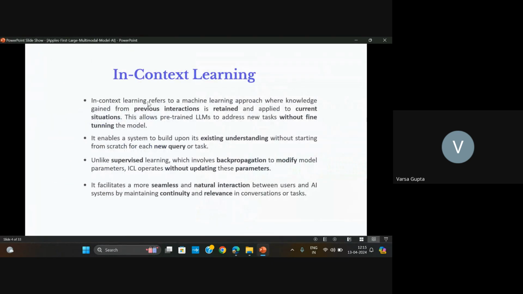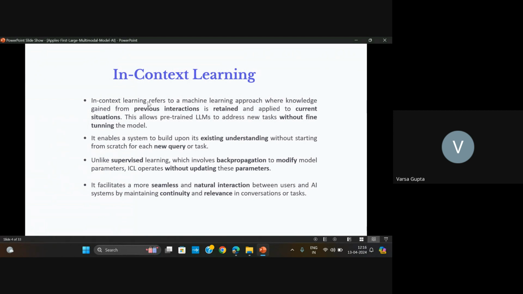In-context learning refers to the machine learning approach where knowledge gained from previous interaction is retained and then applied to the current situation. This allows a pre-trained LLM to address new tasks without fine-tuning the model. First of all, why do we require in-context learning? In supervised learning, we use something called backpropagation, where we need to modify the model parameters, but that takes time and effort.